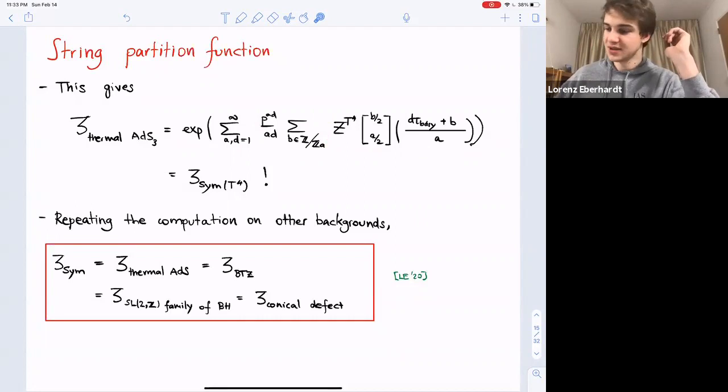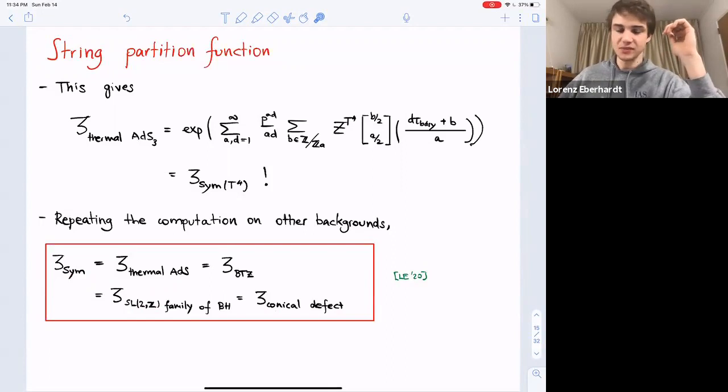And now the surprise to me is that this agrees exactly with the symmetric orbifold partition function. In fact, you can do it with any other background, and you always get the symmetric orbifold partition function. So the symmetric orbifold partition function you can compute from thermal AdS, the BTZ black hole, any black hole, or even the conical defect. You can always do the same computation, and you always get the same result. Okay. That's very surprising to me.